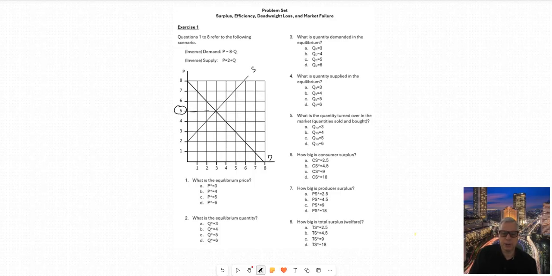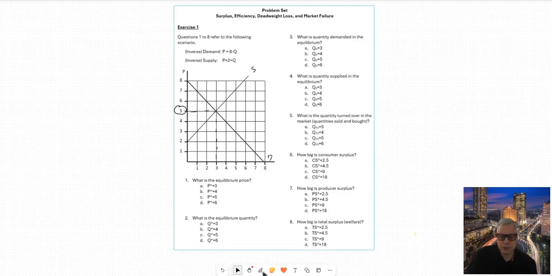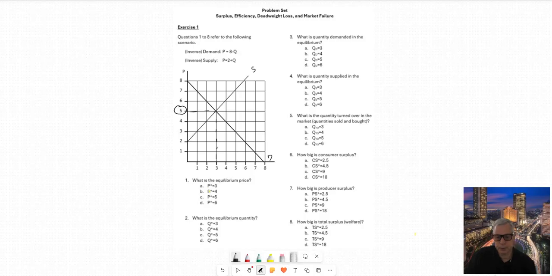Equilibrium quantity is 3. So the equilibrium price we said is 5. Equilibrium quantity is 3. What is the quantity demanded in the equilibrium? Well, because it's an equilibrium, quantity demanded is 3. What is the quantity supplied? Because it's an equilibrium, quantity supplied is also 3.